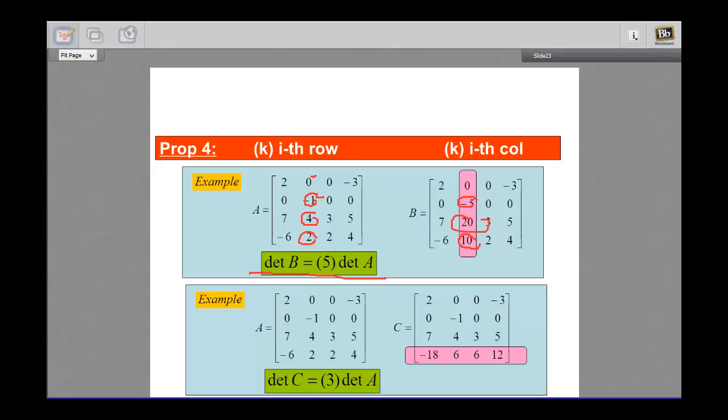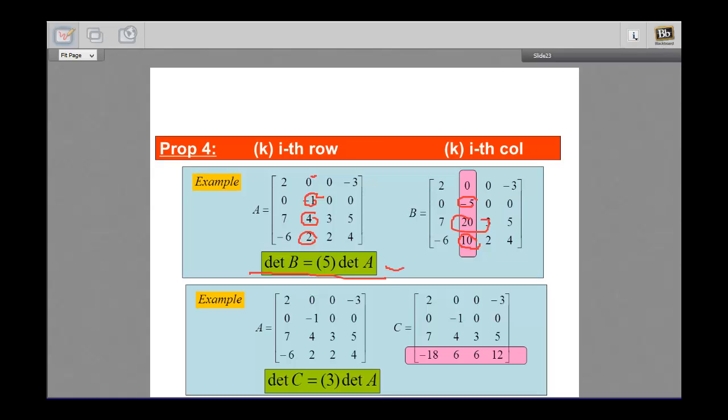So we are talking about this: if I multiply any row or any column by any constant, we have to multiply it with the main determinant. So here, the determinant of B, if we multiply by 5, that is equal to 5 times the whole determinant.